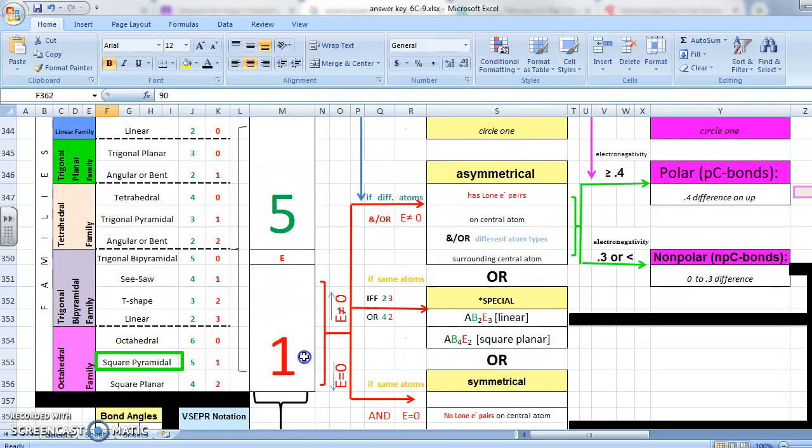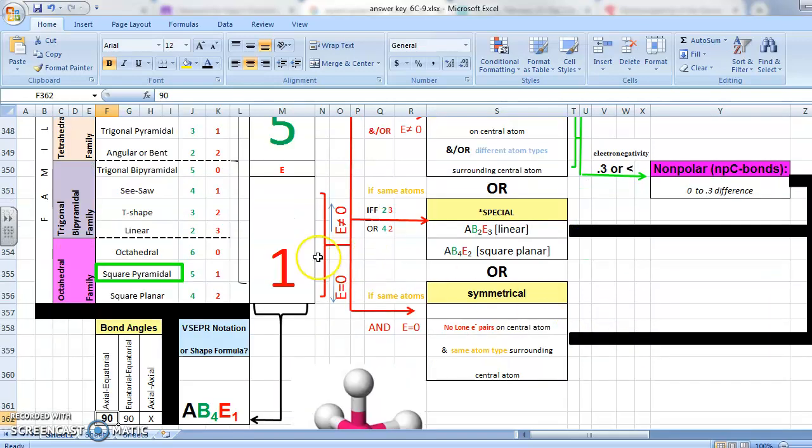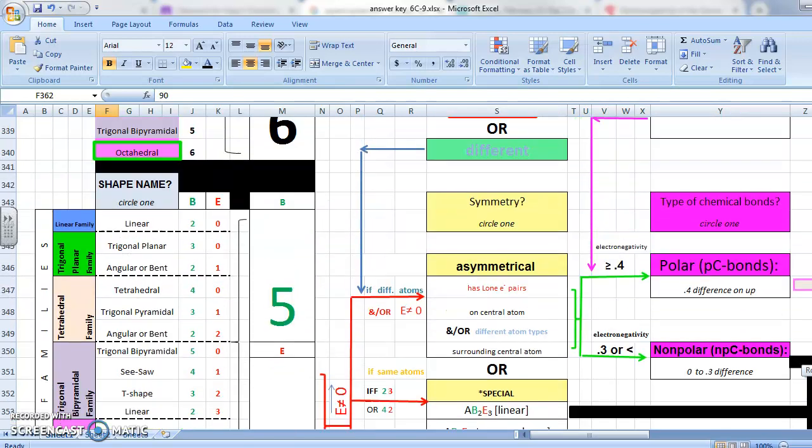All right, we do have a lone pair. As we come out of that lone pair square, that lone pair is what determines the symmetry of the molecule. When there is a lone pair, we can't go down to the E equals 0, so we go up. We start traveling up this line this way. E does not equal 0, it equals 1. If it's a 2-3, which it's not, it's special. If it's a 4-2, which it's not, it's special. It's a 5-1. So we continue on up. Yes, E does not equal 0, so it is asymmetrical.